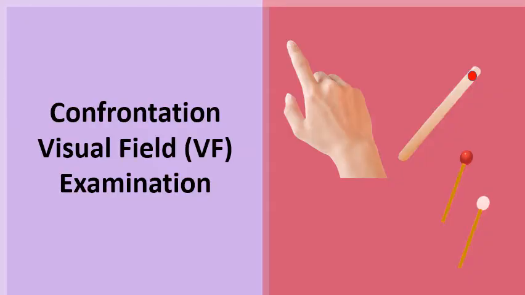The second topic is visual field examination by doing a confrontation test. The instrument that you need can be just your finger, or a tongue depressor with red targets on the top, or an orange stick with either a red pin or a white pin.